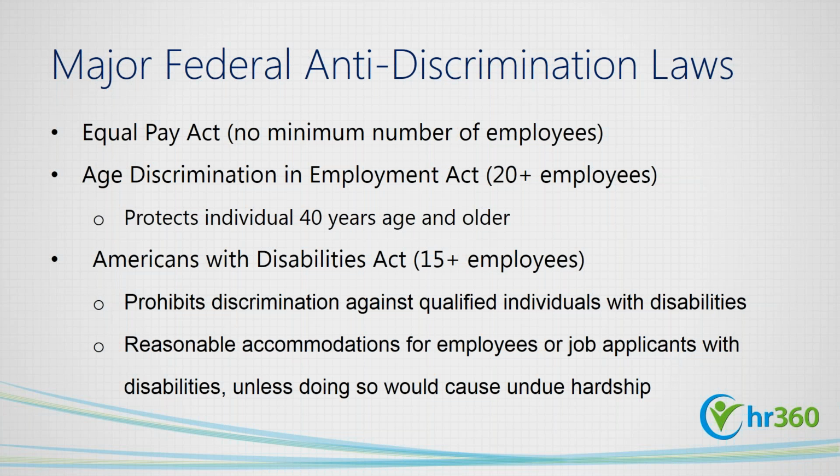What are we talking about here? Prohibits discrimination against qualified individuals with disabilities. And what the employer needs to do in the case of a person who has disabilities is to make reasonable accommodations for employees or job applicants with disabilities, unless doing so would cause undue hardship. So reasonable accommodations, just for an example, might be that there's a wheelchair ramp to get into the building in order to conduct the interview. Or if the person is wheelchair bound, for instance, can they do a job with a disability that they have? For instance, like a receptionist position.